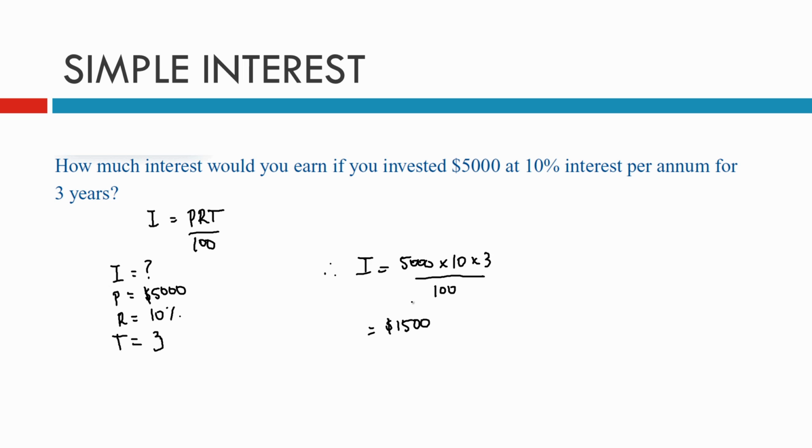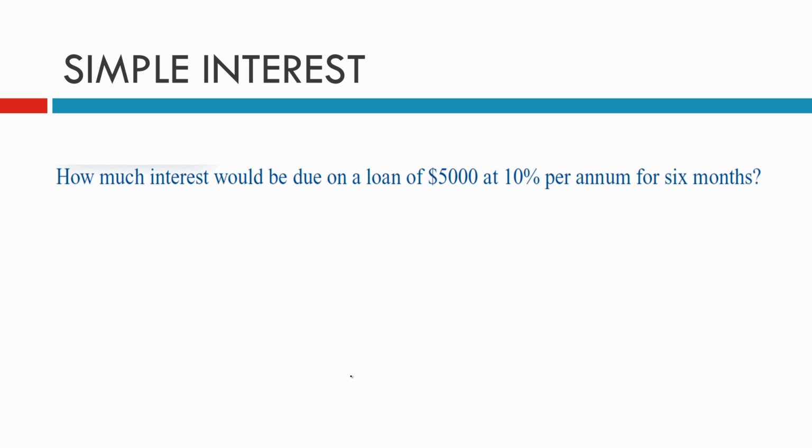So how much interest would you earn if you invested 5,000 at 10% per annum for 3 years? It's going to be $1,500. Now guys, 10% of 5,000 is $500. So every year I'm going to get $500 in interest on the initial investment. That makes sense to me. 500, 500, 500. Year 1, year 2, year 3. In total it's going to be $1,500. Simple, isn't it? Next question.